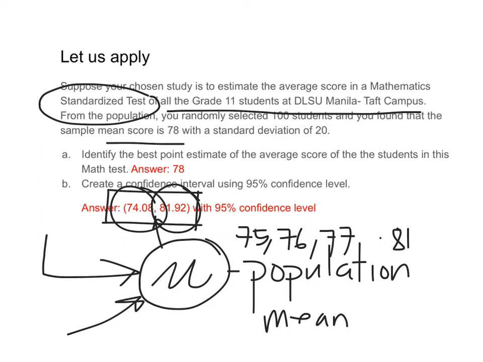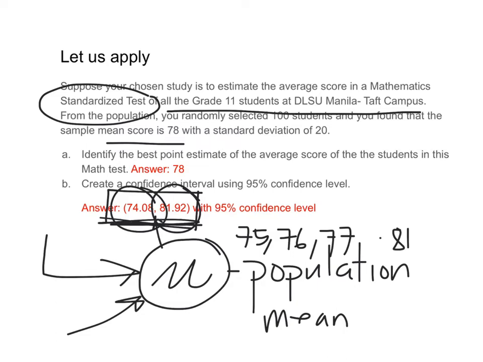Okay? So how will this be in real life? If someone claims that the average score of the grade 11 students is 78, then that claim is valid because 78 is inside the confidence interval, since the interval is 74.08 to 81.92. But if someone claims that the true average score is 85, then based on our 95% confidence interval, that is not a valid claim because that score is outside the confidence interval that we have obtained.